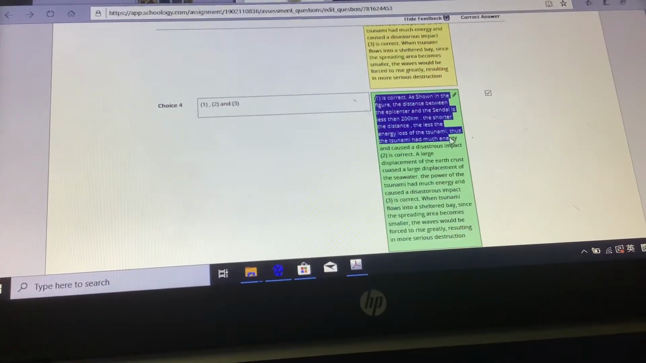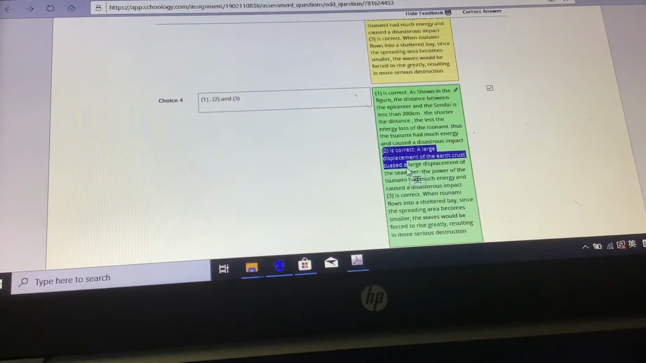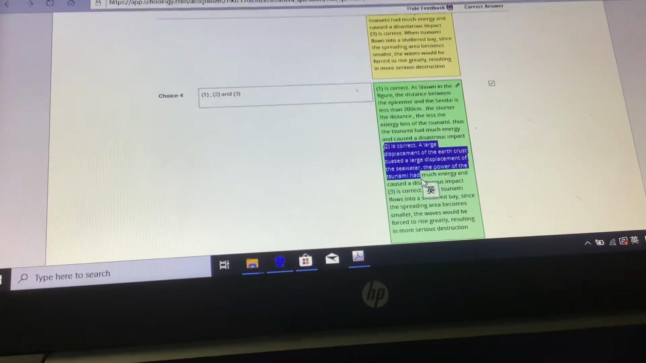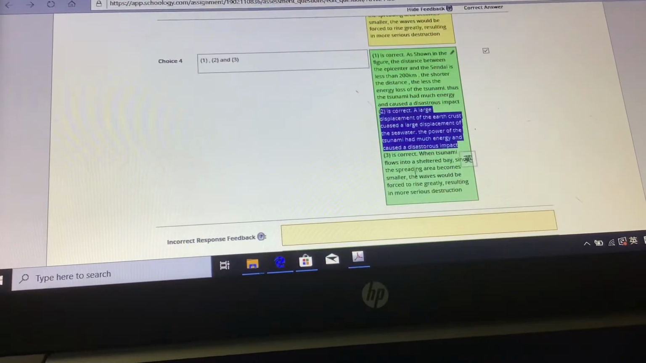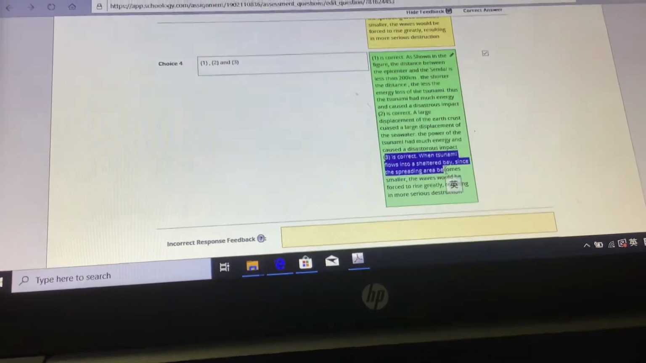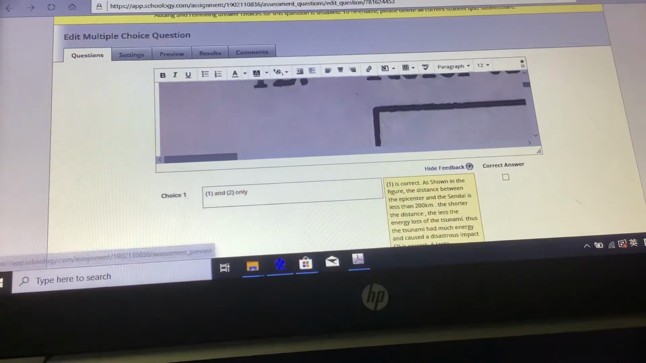Okay, number 1 is correct, no problem. Number 2, a large displacement of earthquake caused a large displacement of water. I have said number 2 is correct. Well, I just figured it out. And number 3, let's check out why the inflow. Oh, it's because all the tsunami water flushes into the sheltered bay. I have mixed up the. I think I have overlooked something.